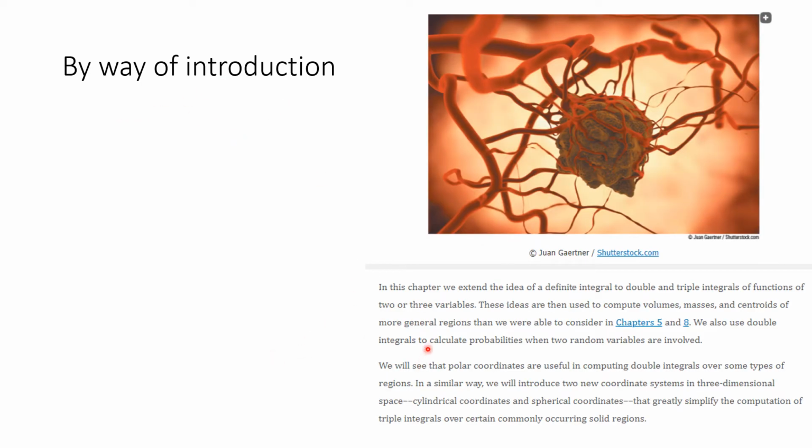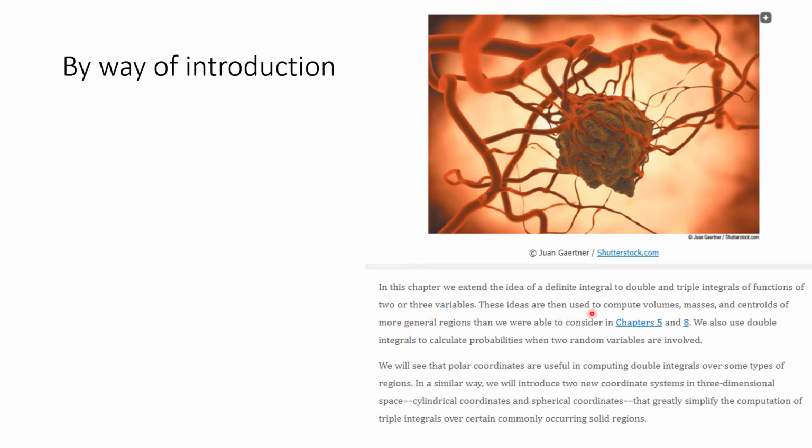By way of introduction, this shows a tumor, and one of the things that medical people are interested in is the volume of a tumor. This is a three-dimensional kind of thing. So in this chapter, we extend the idea of a definite integral to double and triple integrals of functions of 2 or 3 variables.